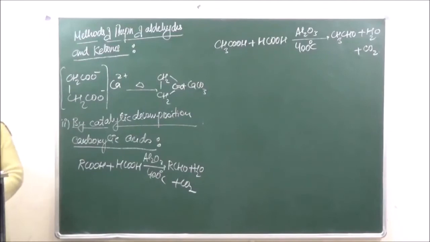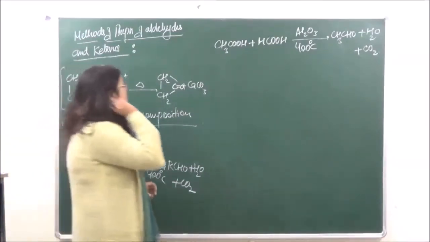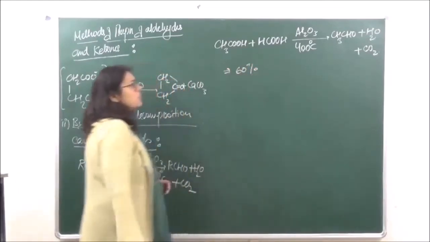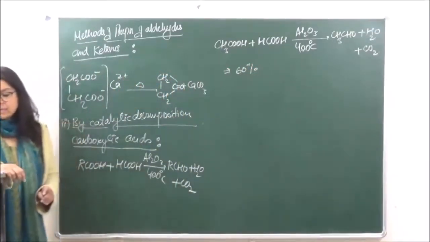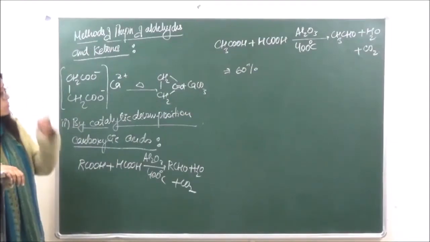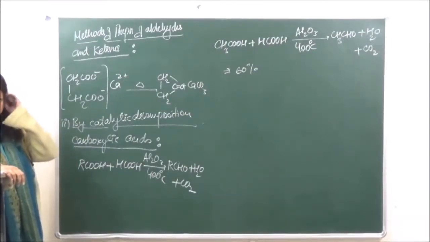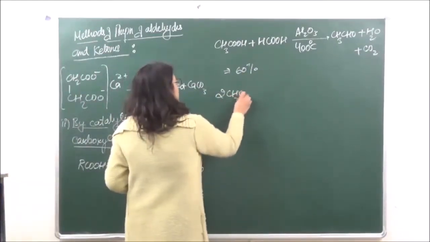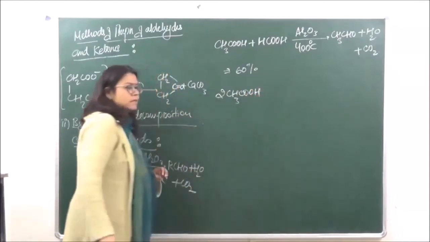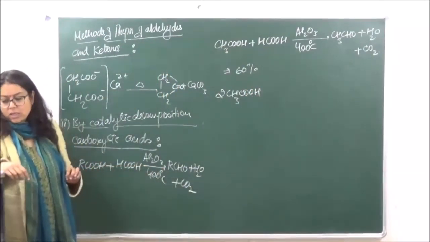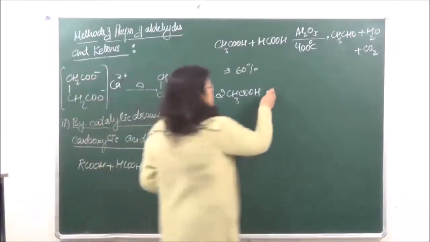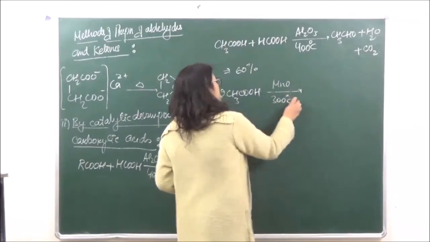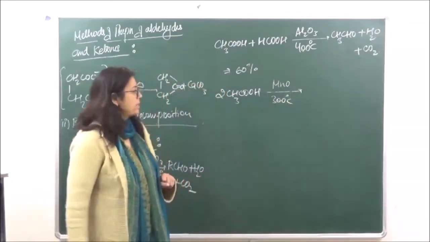Now in this case the yield is approximately 60%. So 60% of the aldehyde can be prepared by this method. Then the preparation of symmetrical ketones can also be done by this method. So if we are taking two molecules of the same acid, CH3COOH, the catalyst which we can use over here is manganese oxide, and the temperature can be controlled at 300 degrees Celsius.